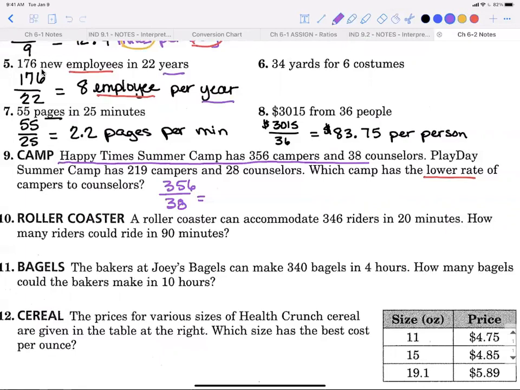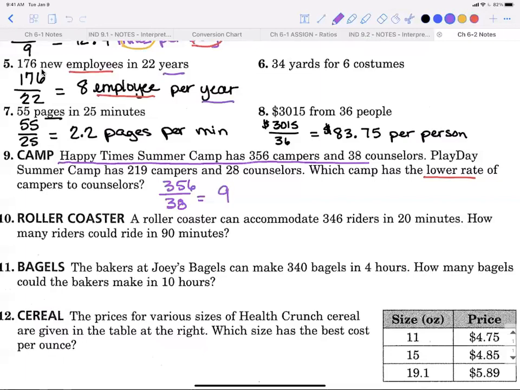No, not to the whole number, round to the tenth. So 9 point... did I punch it in wrong? 356 divided by 38 is 9.36. So 9.4.